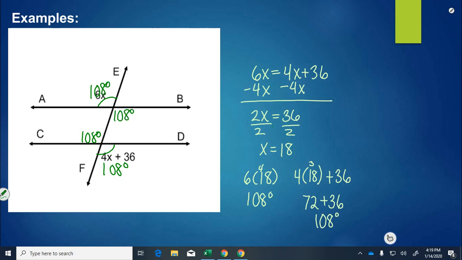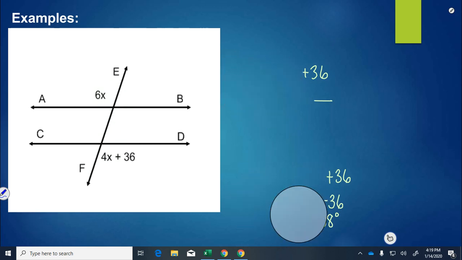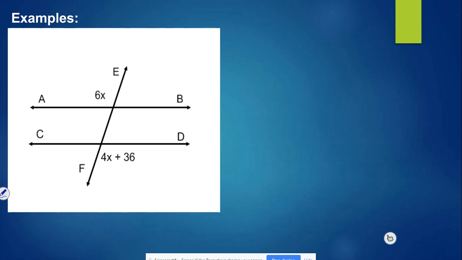And now we have to find the acute ones by doing 180 minus 108, which gives us 72. So this would be 72, this would be 72, this would be 72, and this would also be 72 degrees. All right, so again, the hard part there is making sure that you decide whether you have supplementary or congruent angles. Once you get that, solving the equation should be a piece of cake.